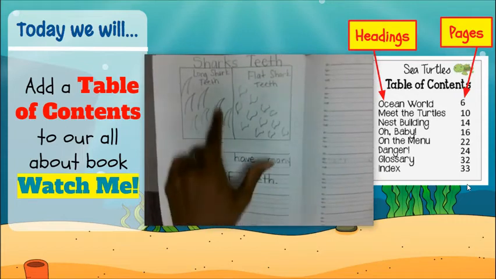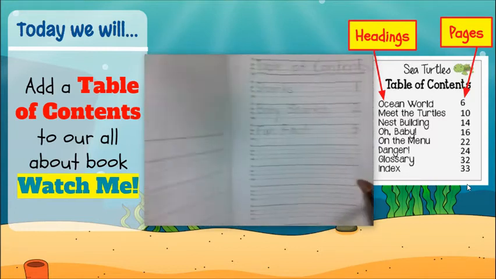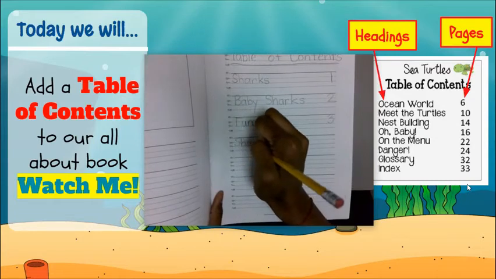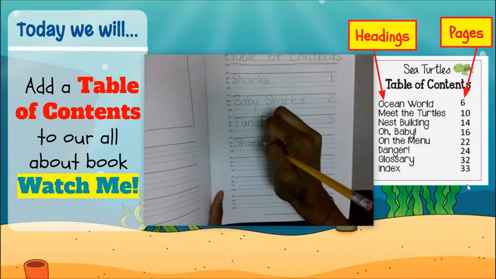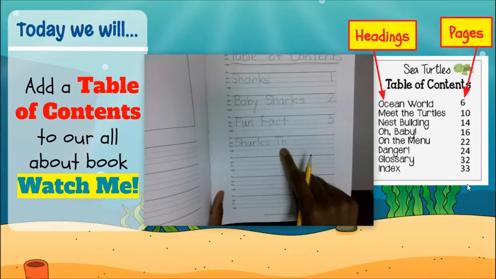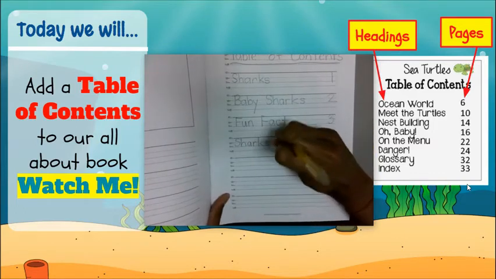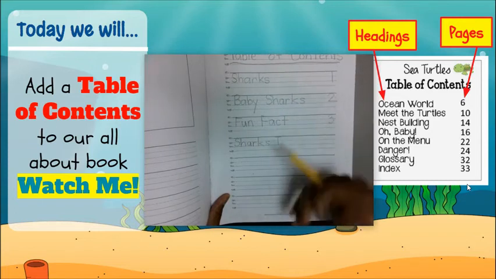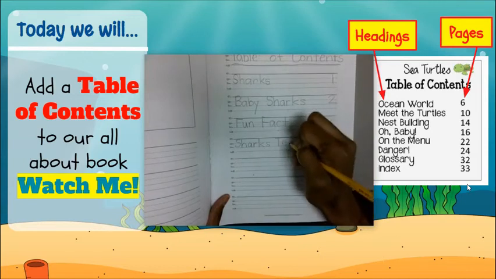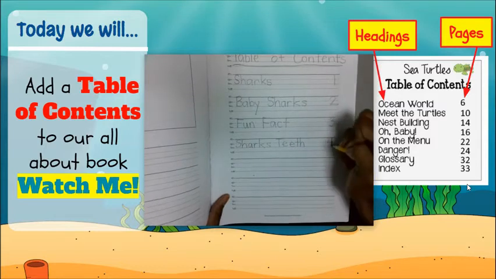This is on page 4. This is all about shark's teeth. So that is the label, shark's teeth. So I'm going to write that here. Shark's teeth. Whoops, I made a mistake. There's no TH. Sorry about that. Good writers check their work, right? Teeth. Shark's teeth. And that's on page 4.